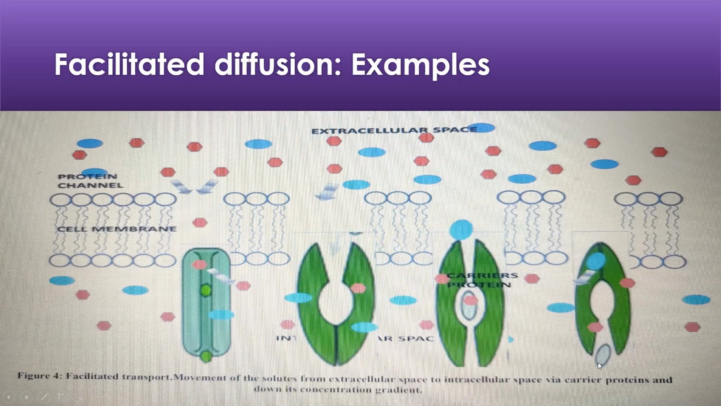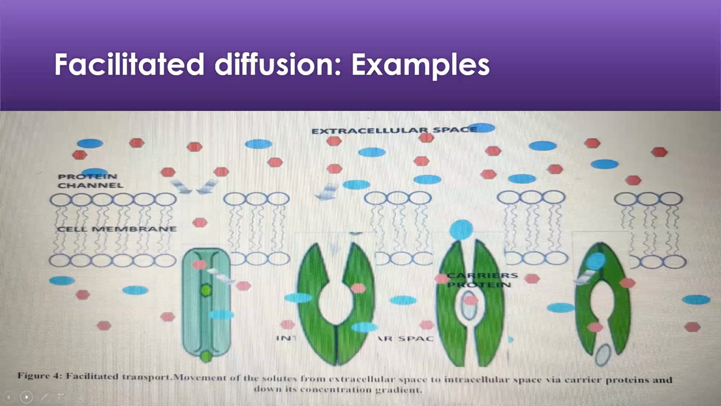Then, through these carrier molecules, glucose is taken from the extracellular space into the intracellular space. This facilitated diffusion has specific characteristics. The rate of diffusion is faster as compared to simple diffusion. This transportation of molecules from the extracellular space into the intracellular space is much faster or greater.